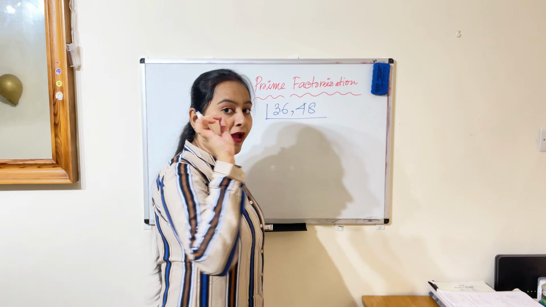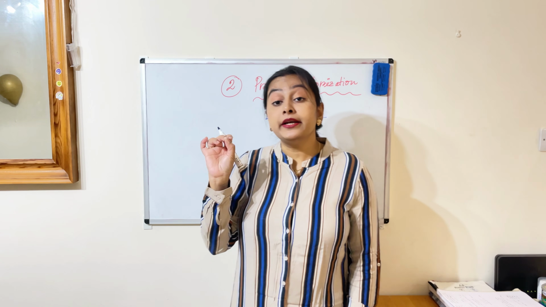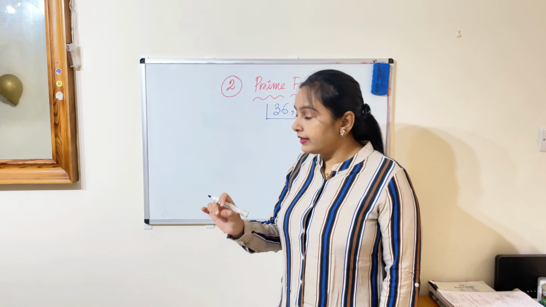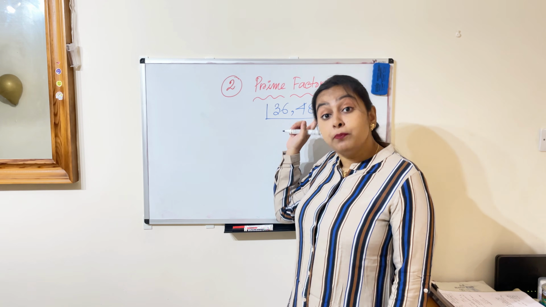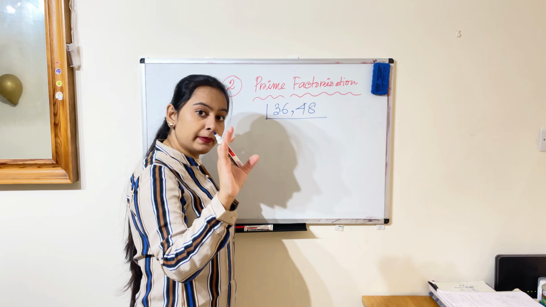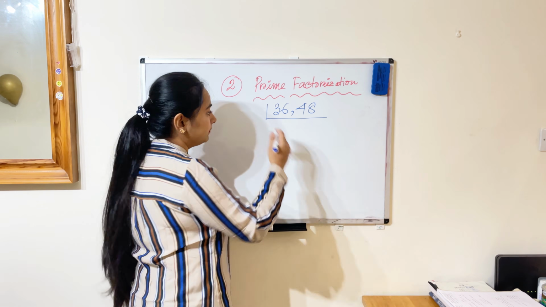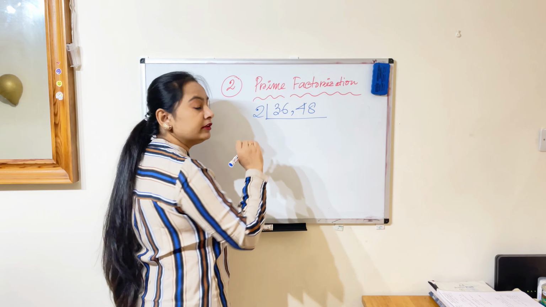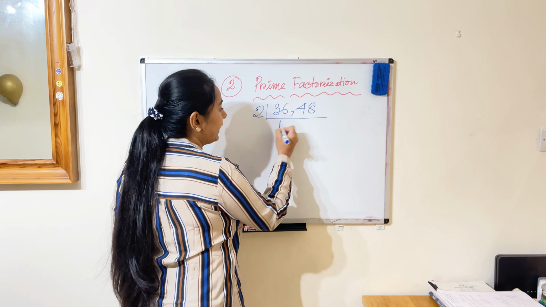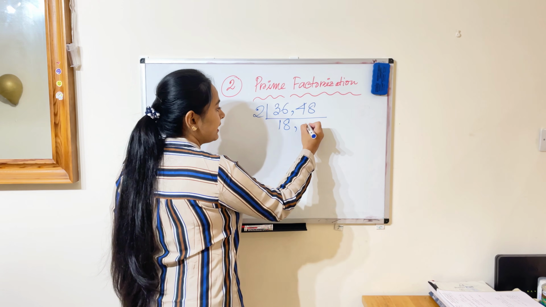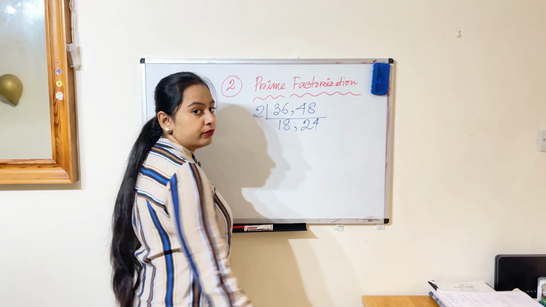Now we have to find a number, particularly a prime number or prime factor, that can divide both 36 and 48. Both can be divisible by 3 and by 2 also. So I am taking, first I am taking 2, right? So 2 18s are 36 and 24 over here, right?